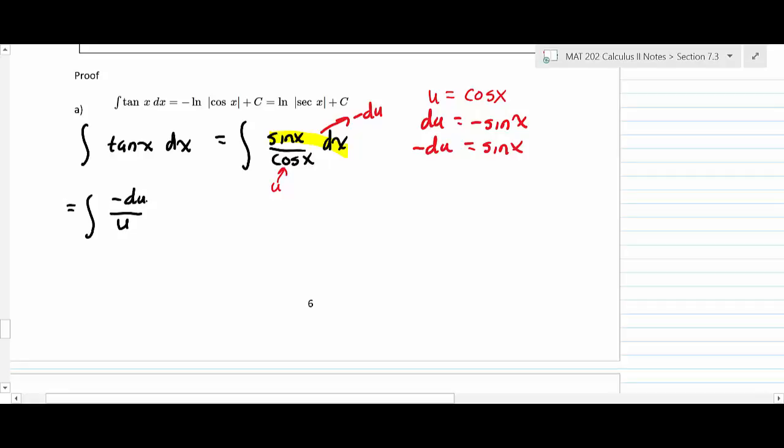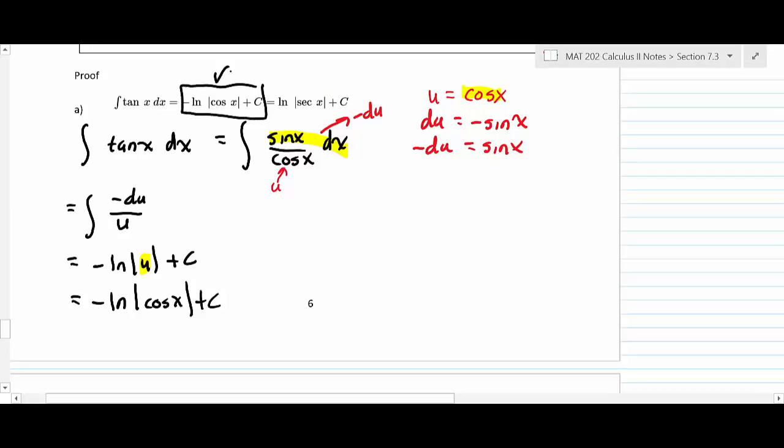What's the value of that integral? Negative ln of u, right? That's a logarithm, so you're going to end up with negative ln of u plus c. Now you can go back and plug back in the u. The u is the cosine. So what you would have here is negative ln cosine x plus c. So that's what that piece right there is. I've just proved that part.